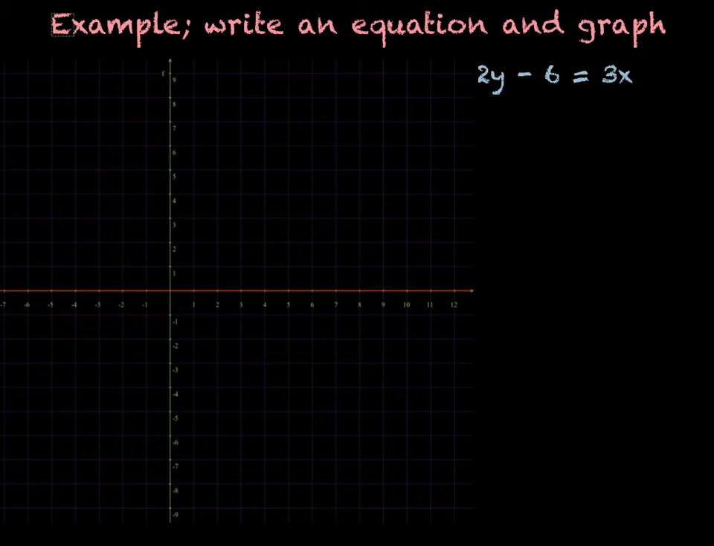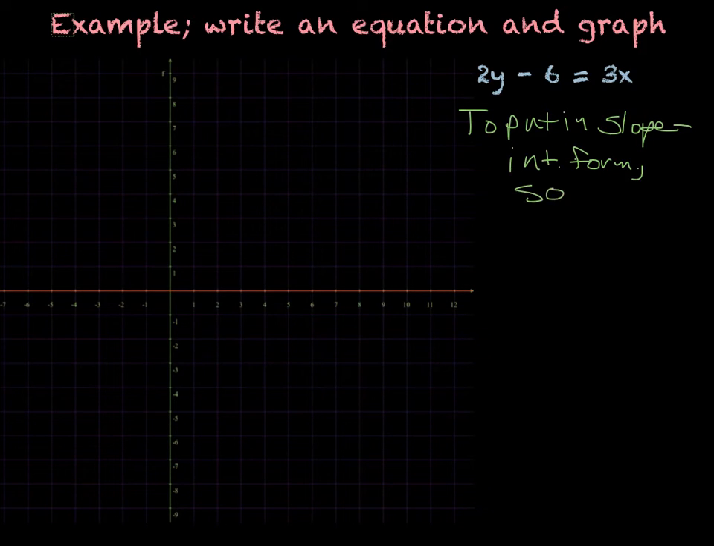And this next one, we are given an equation not in slope-intercept form. So we want to put it in slope-intercept form, then graph it. So the first thing I need to do, what this means is solve for y to put in slope-intercept form. Solve for y.